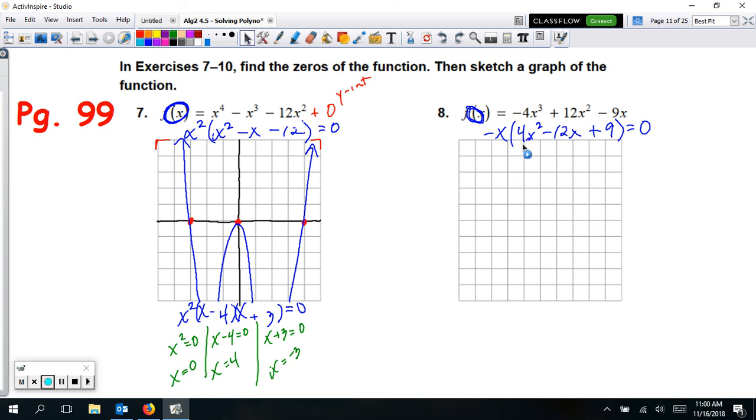Or you might recognize that this is a trinomial square, which it is, because 4 and 9 are both perfect square numbers. If you multiply those together you get 36, and 36 is 6 times 6. 6 plus 6 is your middle number. And this last one is positive, so that does make a perfect square trinomial. But if you did the star, then you can still do that.